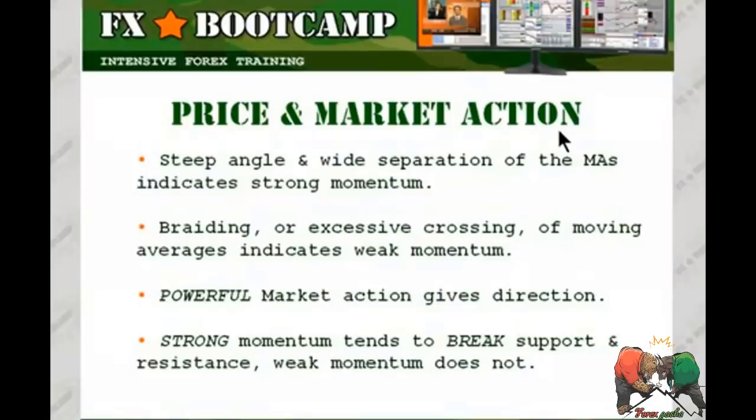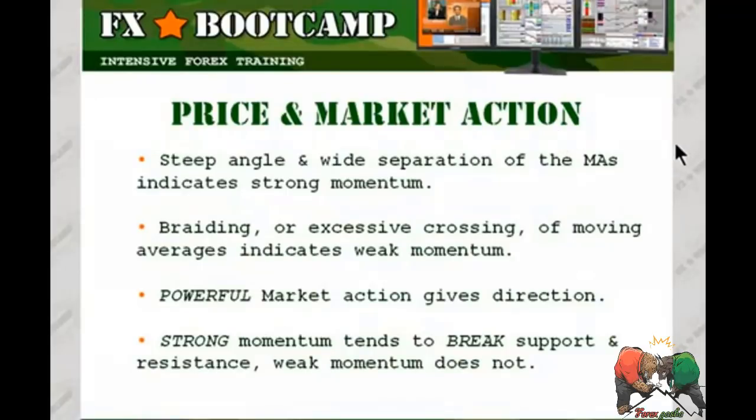Now, when you see a lot of crossing of the moving averages, that's called braiding. Like a girl's hair, one crosses over, and another over, and another. That's a sign of either weak momentum or a weak market, and you don't know what's going on. You have no direction, no momentum. That's your opportunity to do two things: either lose money or not trade.